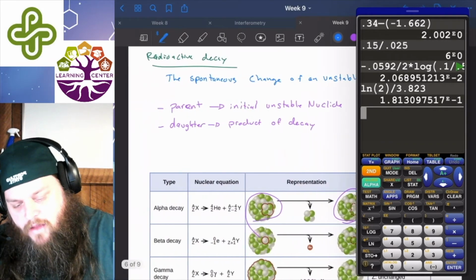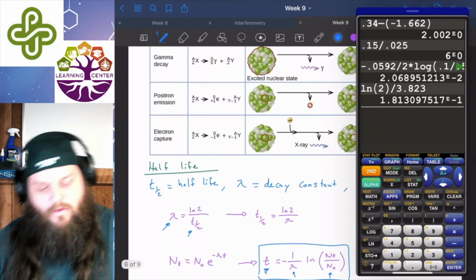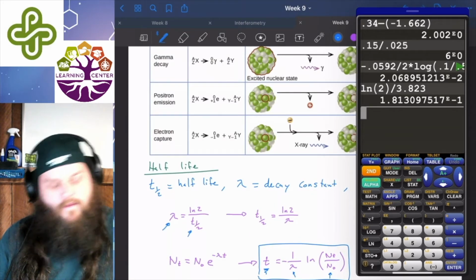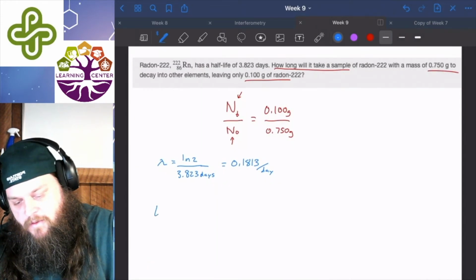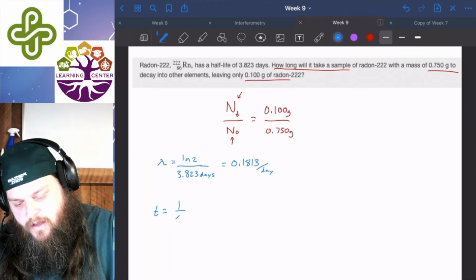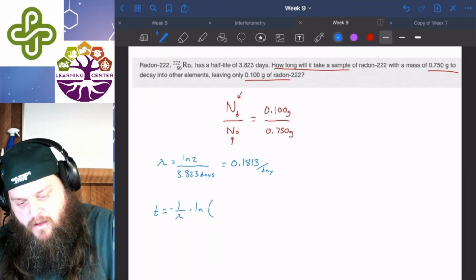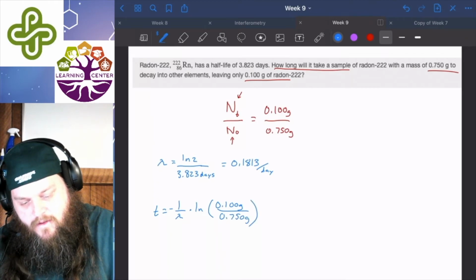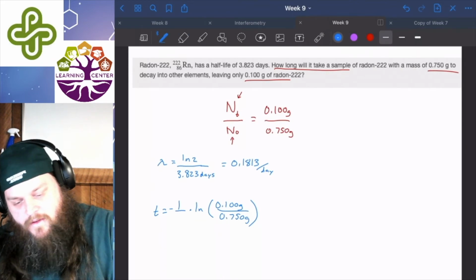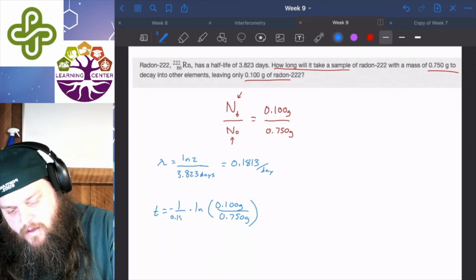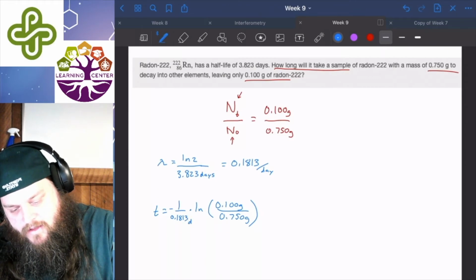Now, using the other equation we had, t is equal to 1 over lambda times the natural log of the fraction of particles. So rewriting that, t is equal to negative 1 over lambda times the natural log of that fraction of particles. I can write that as 0.100 grams divided by 0.750 grams. And I can substitute in for lambda now. This value I found up here, which is 0.1813, and I'll say per day.